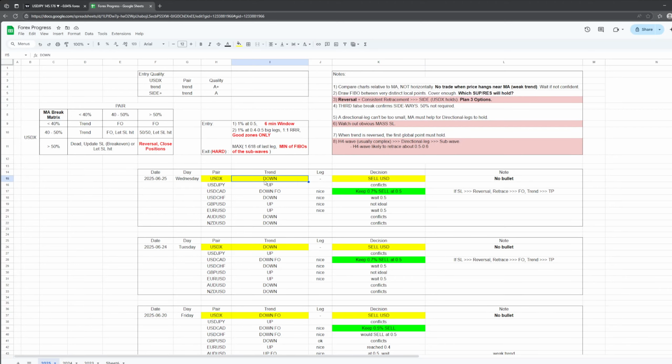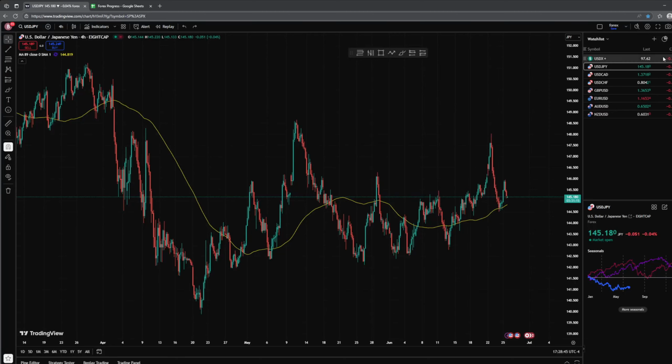So when we have a forex pair that conflicts with the USD index chart, we will not force any trade. That's why we will not touch USD Japan yen. So USD Japan yen trend is up. USD is getting stronger against Japan yen, which conflicts with USD index chart. So we will not touch USD Japan yen.